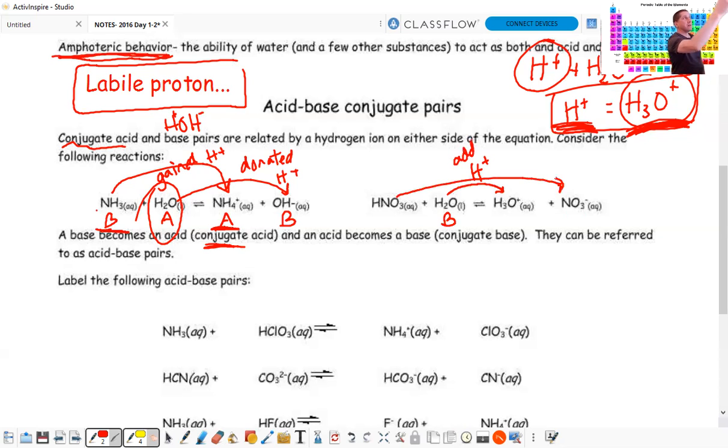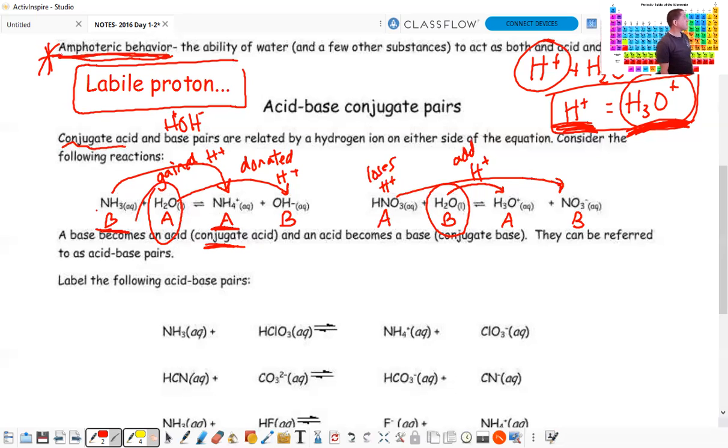Well, that lost, and becomes the base. So the acid becomes the base, and the base becomes the acid. So in this case, water is acting as a base. So there's that amphoteric behavior I mentioned up here. Amphoteric, the ability to act as an acid or a base. So water is a big one.